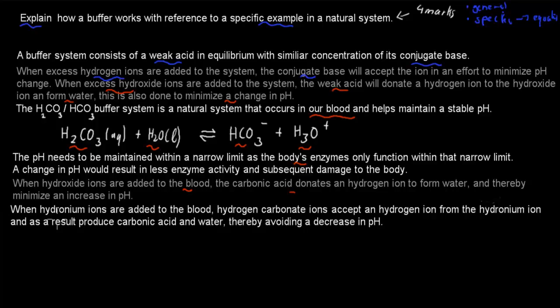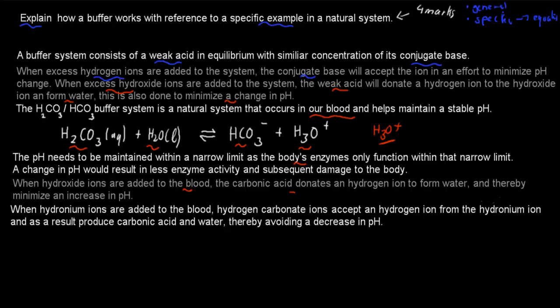On the flip side, when hydronium ions are added to the blood, so now we have hydronium ions, which are the H3O ones, now we have more of these being added. So when that happens, hydrogen carbonate ions accept a hydrogen. So now one of the hydrogens will be put onto the conjugate base, the hydrogen carbonate ion. So the hydrogen carbonate ion accepts a hydrogen ion from the hydronium ion, and as a result produces carbonic acid and water, thereby avoiding a decrease in pH. So again, we have avoided that decrease in pH, which means it's not acidic, it stays at our neutral pH, and overall everything is good.